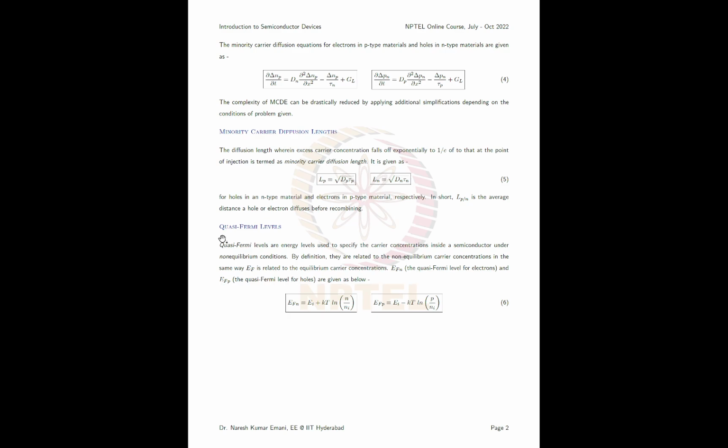And this is quasi-Fermi levels. Quasi-Fermi levels are energy levels used to specify the carrier concentration inside a semiconductor under non-equilibrium conditions. At equilibrium there will be one single Fermi level, but in non-equilibrium conditions, when there is a difference in carrier concentration, you will have multiple Fermi levels. They are called quasi-Fermi levels because they will be constantly changing with time to come back to equilibrium.